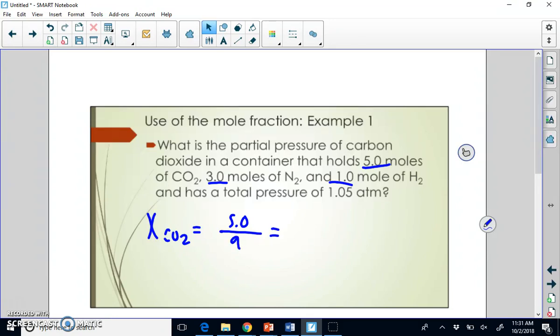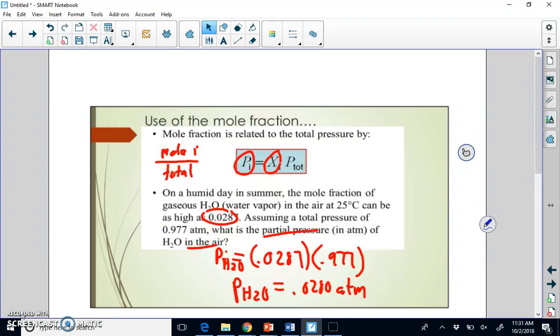And then if we do that in the calculator, which is not a nice number, unfortunately, we get 0.55555555556. Whatever, how many 5s, it doesn't matter. That's the mole fraction for carbon dioxide. Now, to find the partial pressure, or the pressure of carbon dioxide in that mixture, you just simply multiply it, like the equation on this slide showed us.